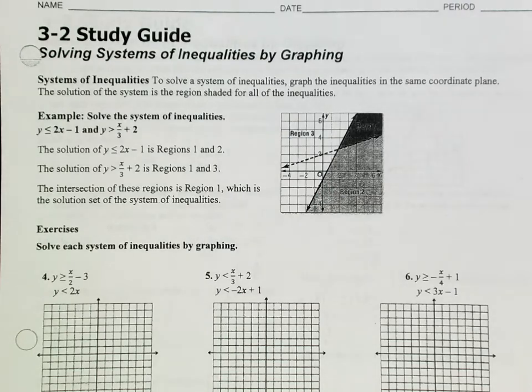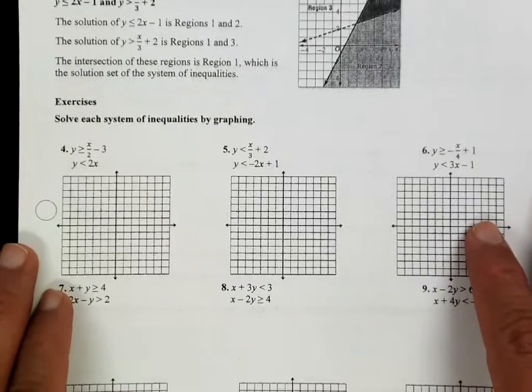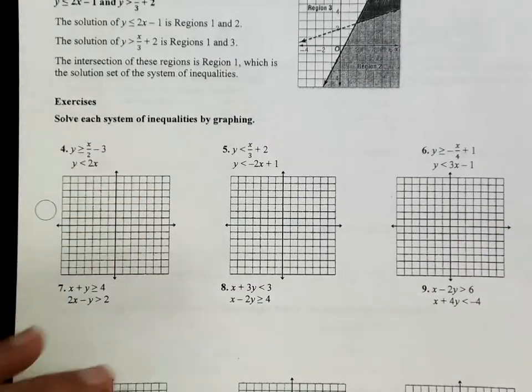Now we're going to talk about solving systems of inequalities by graphing. Essentially, all we're going to do is graph each inequality and see where the two shaded regions overlap, and that's where your solution is going to be located.